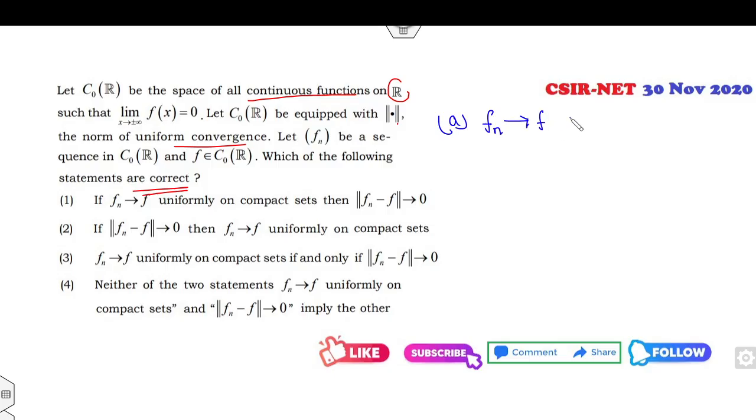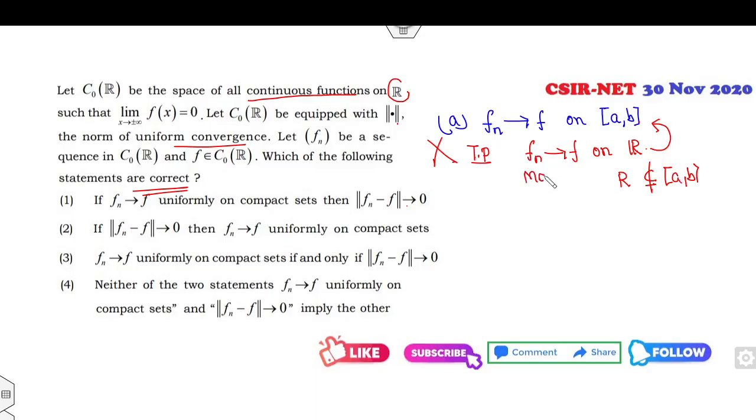Fn converges to F on the compact set. Fine. Then your target is to prove Fn converges to F on R. That's a wrong statement, because if it is compact on R, then you can say it is uniformly convergent on the subset, but you can see R is not a subset of [a, b]. So this may or may not be true. Fine. So the first option is cancelled.